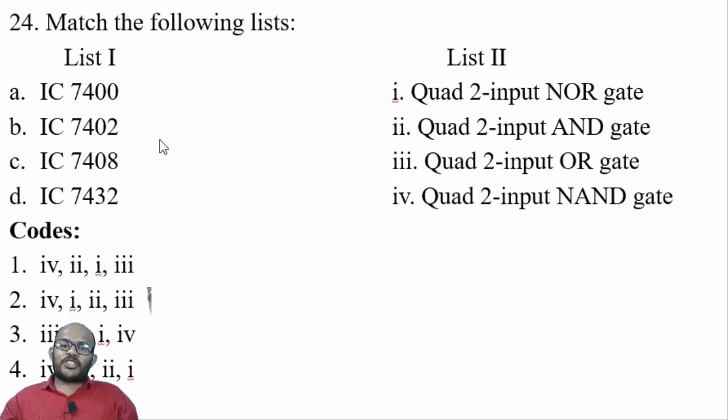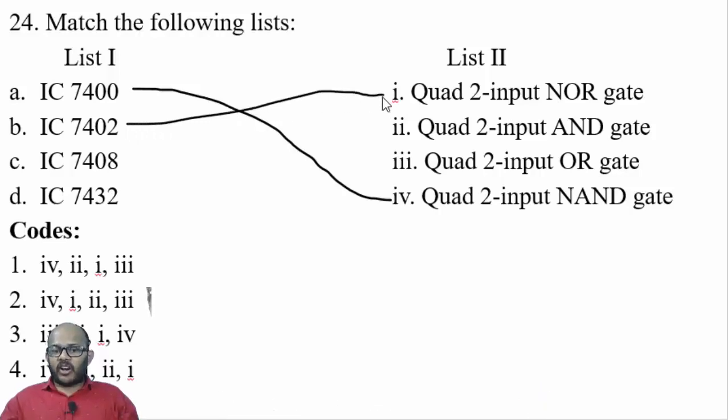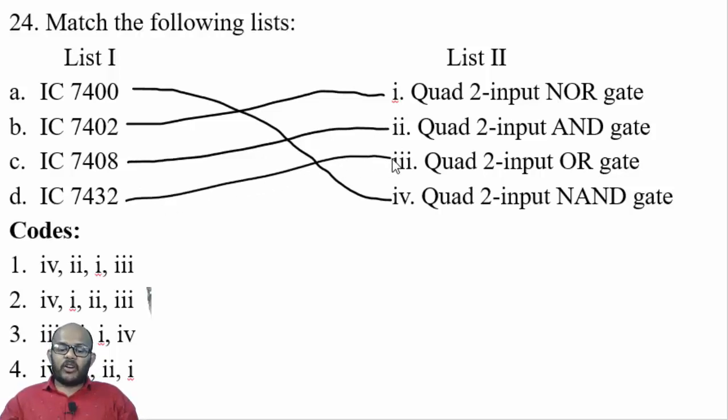Moving on to 24th question, match the following. In list 1, they are talking about IC numbers. In list 2, they are talking about gates. 7400 is a quad 2 input NAND gate. 7402 is a quad 2 input NOR gate. 7408 is a quad 2 input AND gate. 7432 is a quad 2 input OR gate. So the option that follows is option 2.